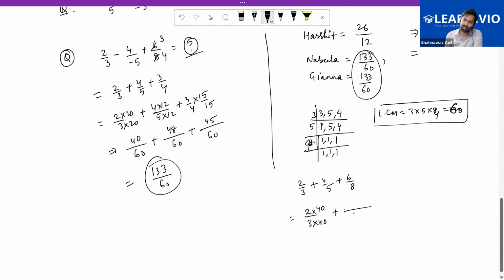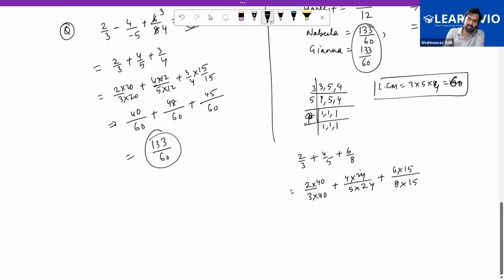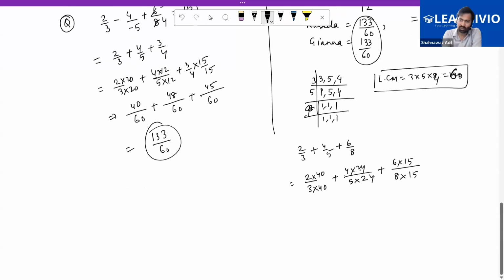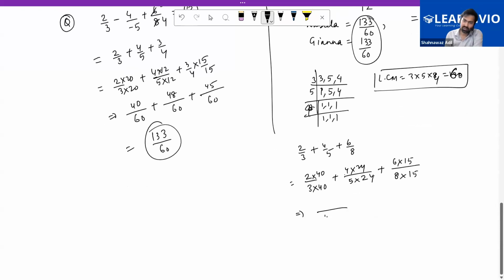We have to multiply how much? 24. Yes, 24. So 5 fours are 20, 10 is 24. And then in this one, how much do we have to multiply? 15. 50, right? So 8 fives are 40. So these are the answers. So then what is this thing? This is 120 and 80. This is 96 by 120, and then this is 90 by 120.